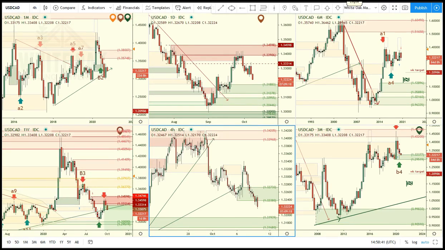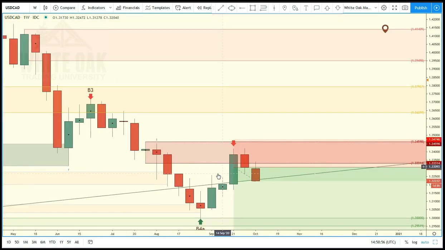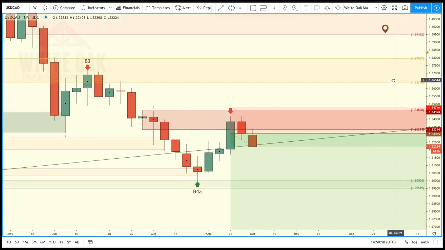Magic Trader here. Here we have a look at the USDCAD, all the time frames that we observe. So let's start by having a look at the weekly chart. Okay, so here's a weekly chart.